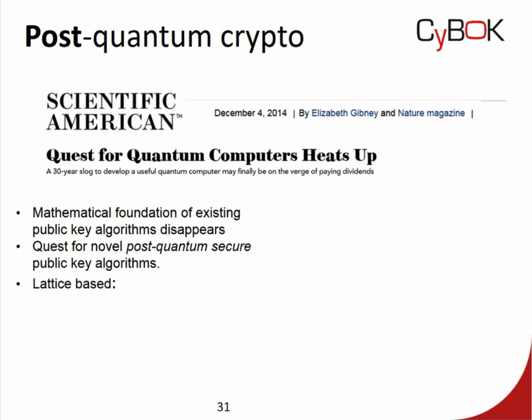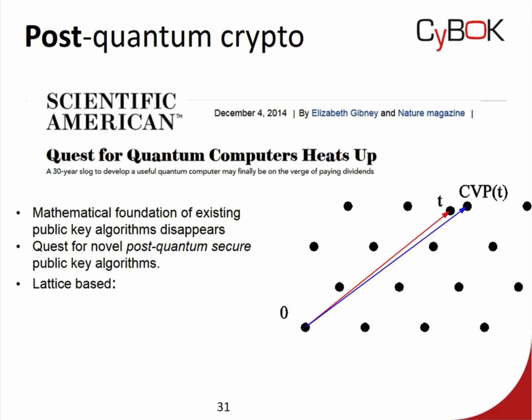What is this post-quantum? The idea is that if quantum computers appear, and nations and large companies are working on it, then the current generation of algorithms, be it RSA or ECC, their security will fail. So the mathematical foundations of existing public key algorithms will disappear. And so for these novel post-quantum secure public key algorithms, lattice-based schemes are very popular in the crypto community. One example is shown here. It's called the shortest vector problem. You want to figure out in this lattice which is the shortest lattice point to a certain element.